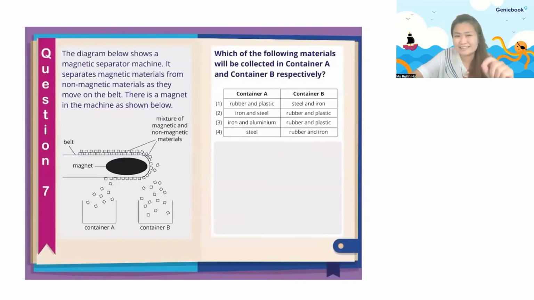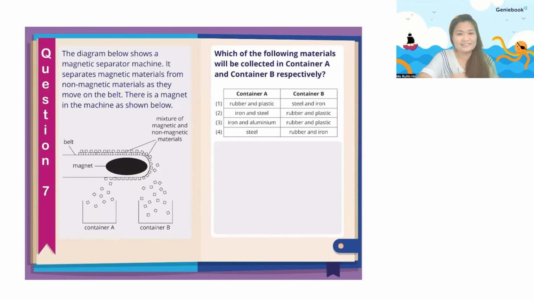Okay, so with that, one more bubble. This is a slightly more difficult bubble. All right, you have the diagram below. It's actually a magnetic separator. It separates magnetic materials from non-magnetic materials as they move on the belt. This is the magnet itself. You can see that some will drop into container A and some drop down to container B. They ask which of the following materials will be collected in container A and container B respectively. Think it through. You have 1 minute for this bubble.